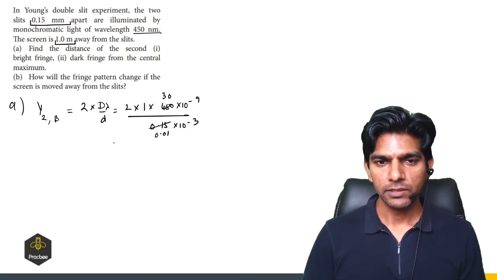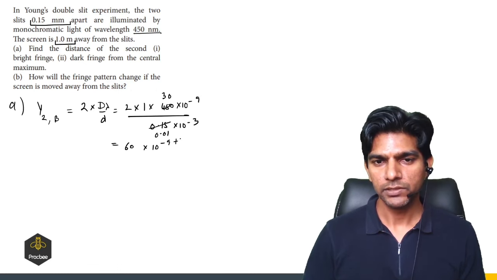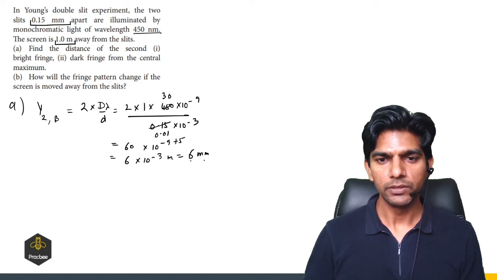So we can write this as 60 into 10 raised to minus 9 plus 5. So it will be 6 into 10 raised to minus 3 meter. So this will be 6 millimeter.